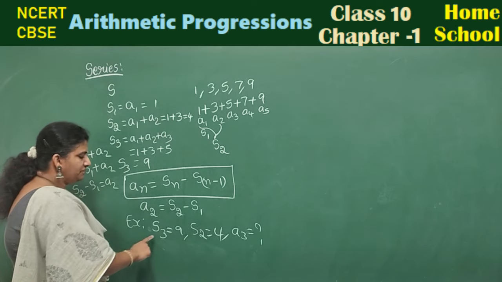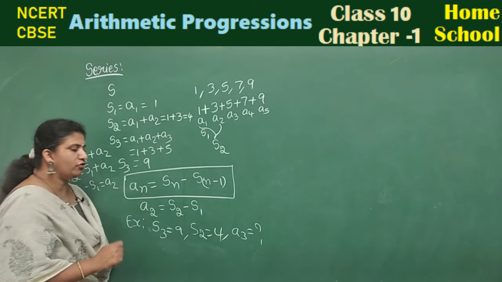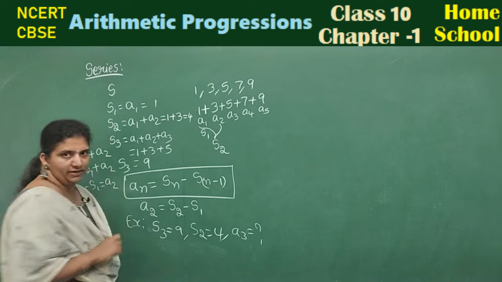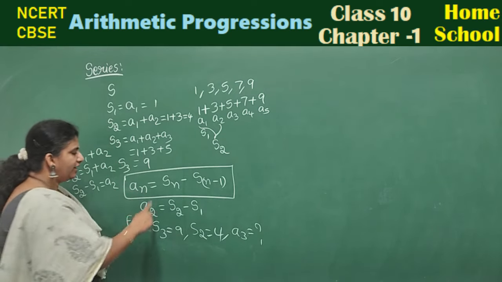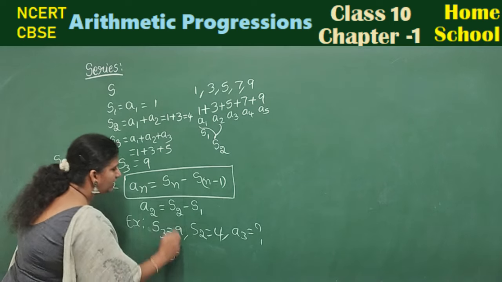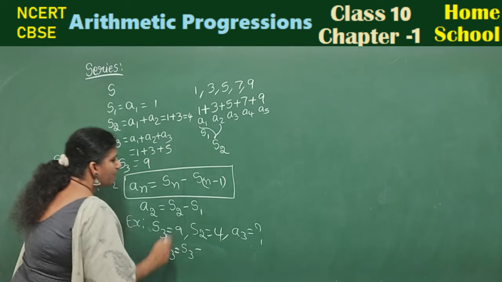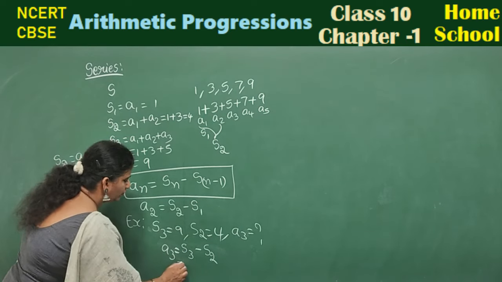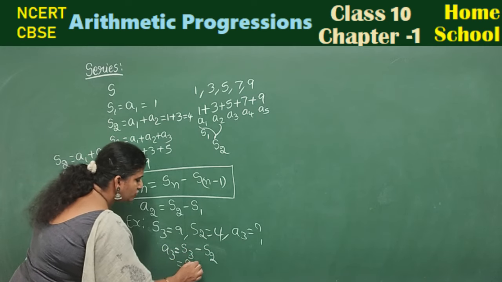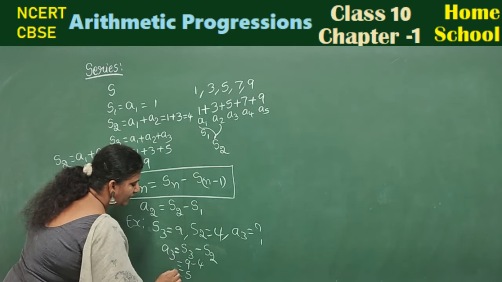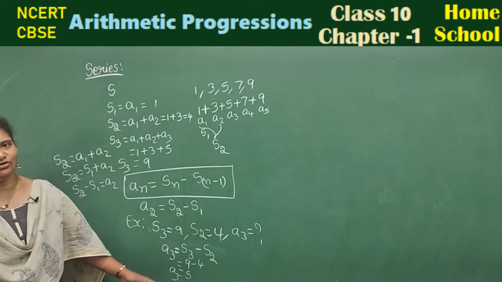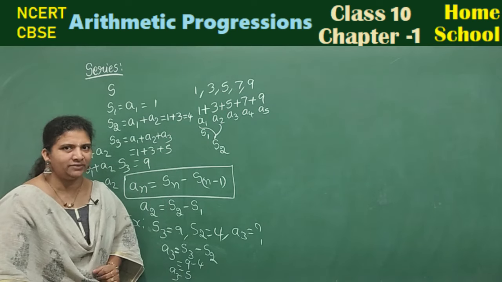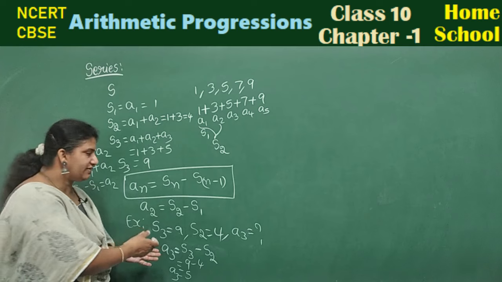Let's take one example. S3 is equal to 9, S2 is equal to 4, a3 is equal to question mark. Like this, if you have, use this formula. n value is 3, right? a3 is equal to S3 minus S(3-1), that is S3 minus S2. S3 given is 9. S2 value is 4. 9 minus 4 will be 5. Therefore, a3 is equal to 5. Just check it out. Is a3 5? Yes. I have taken this example only. Like this, any question if asked, this is the way you need to go.